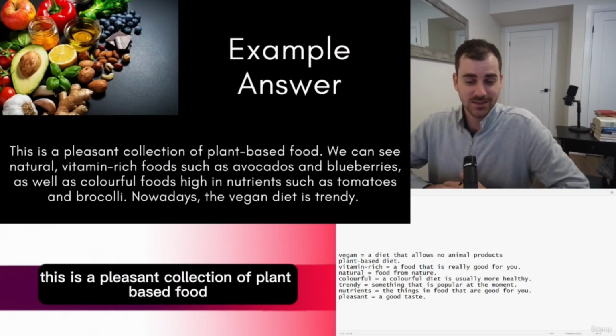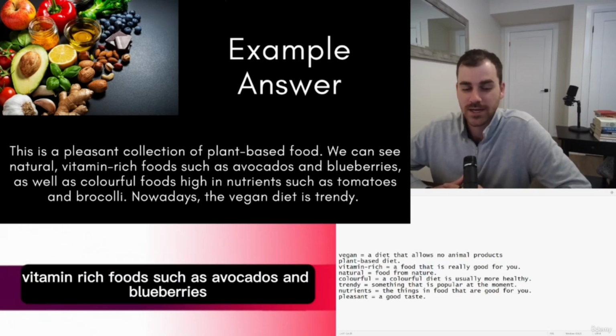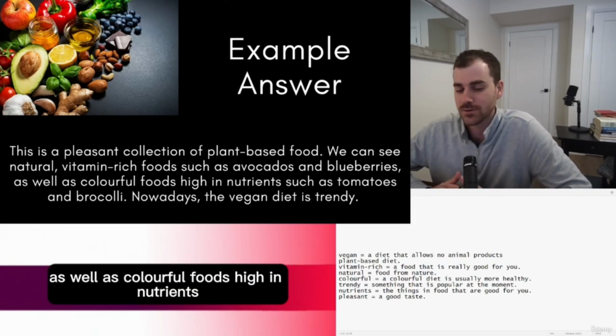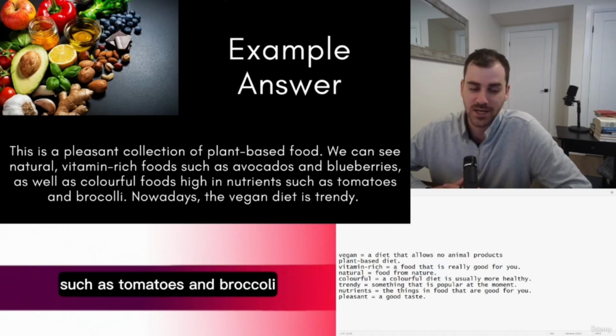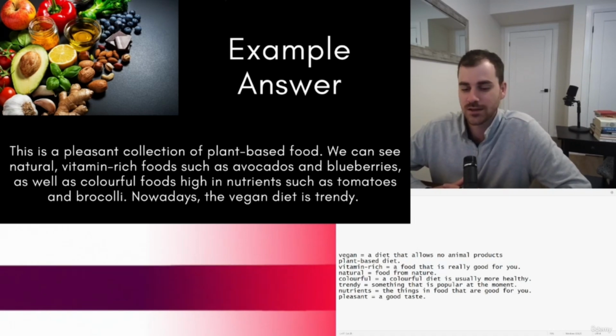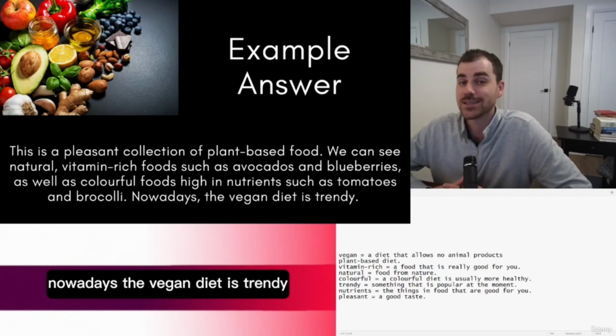This is a pleasant collection of plant-based food. We can see natural, vitamin-rich foods such as avocados and blueberries, as well as colorful foods high in nutrients such as tomatoes and broccoli. Nowadays, the vegan diet is trendy.